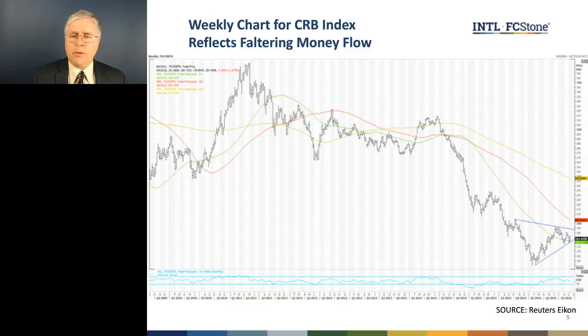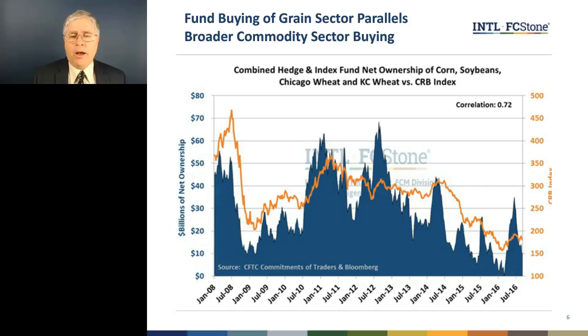Well, then the correlation between that and, shown here in the blue shading, the value of fund ownership of corn, soybeans, Chicago, and Kansas City wheat is 0.72. You see that in the upper right-hand corner of the chart. So that correlation is strong as well. The orange line here is the spot futures price for corn.